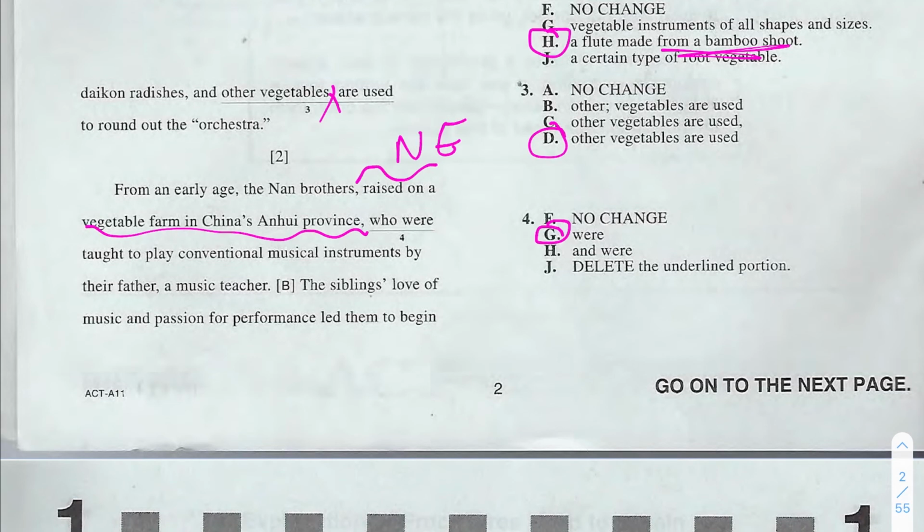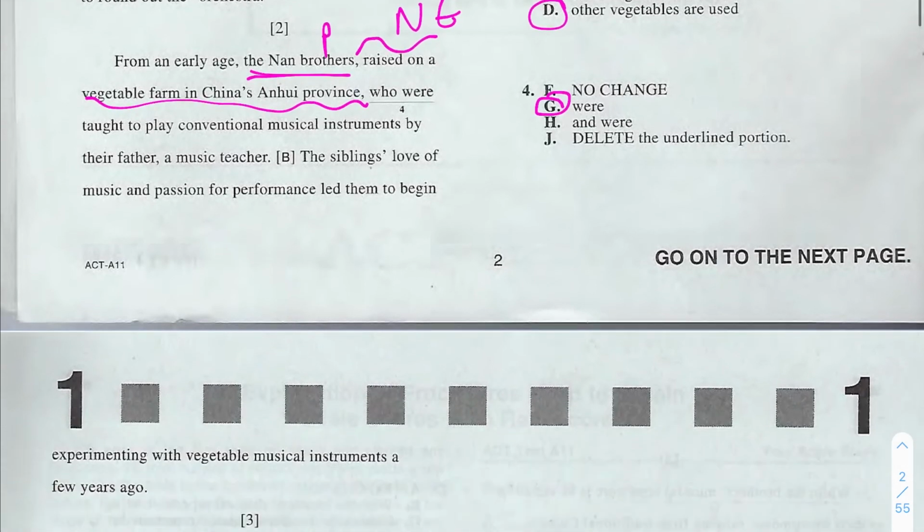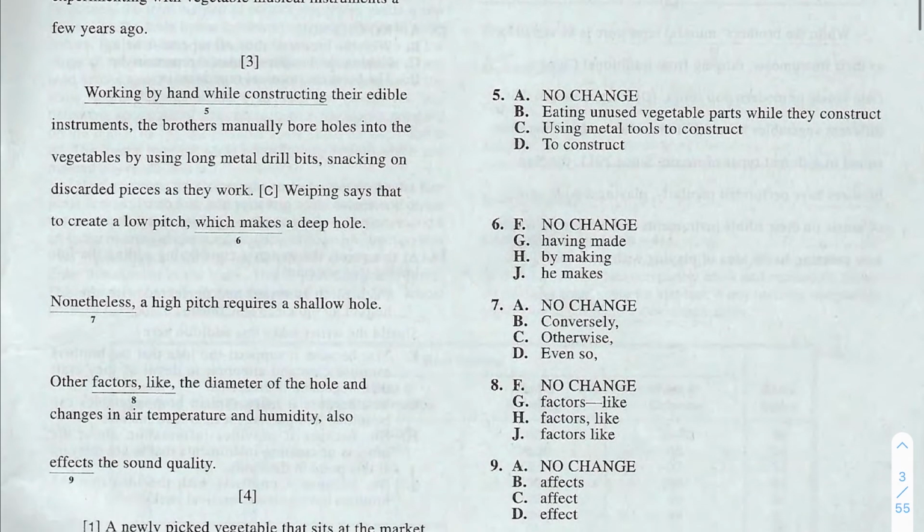So our focus, our subject is on the Nan brothers, and because brothers is plural, we would use were. For number 5, it would be D, because we need a dependent clause before the comma, and then after the comma we would need an independent clause, and D suits that the best.